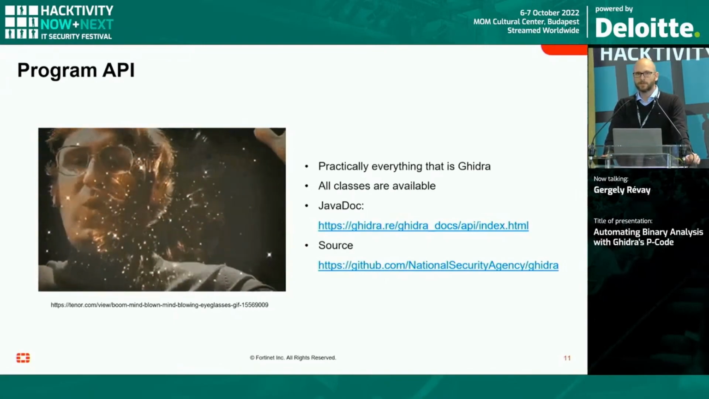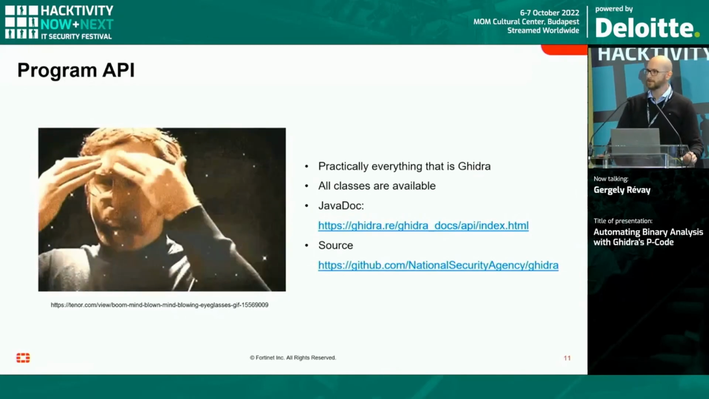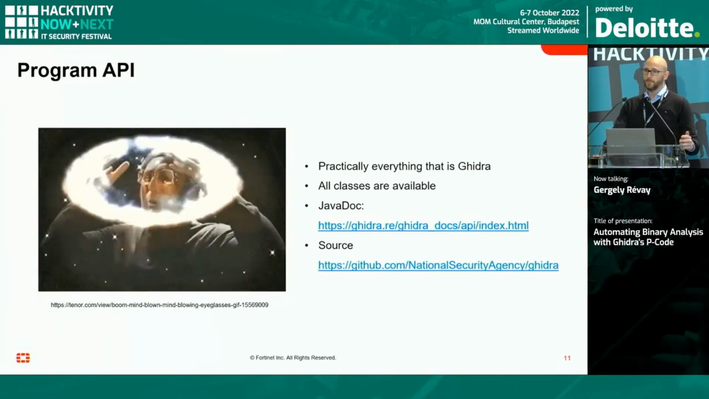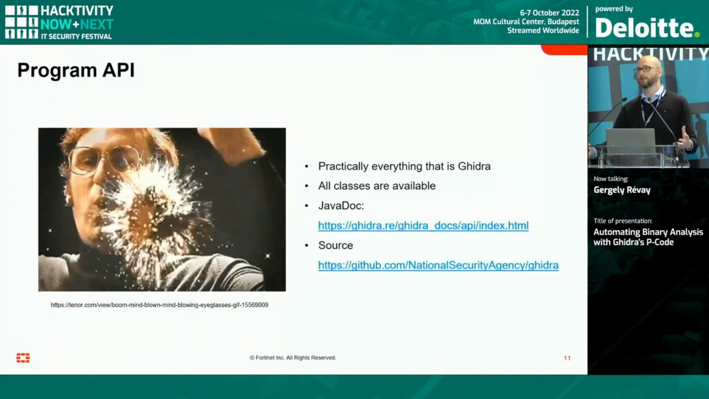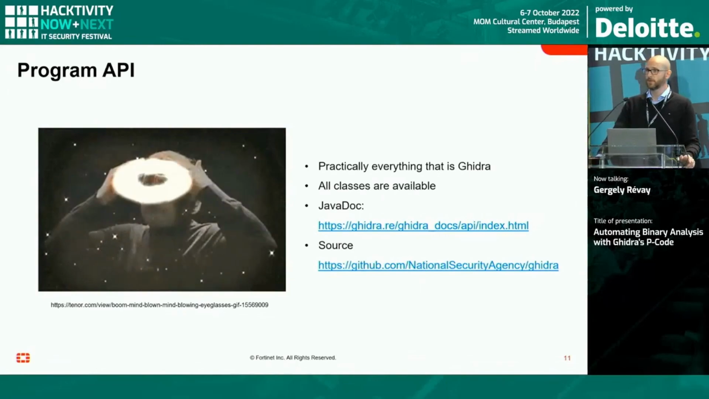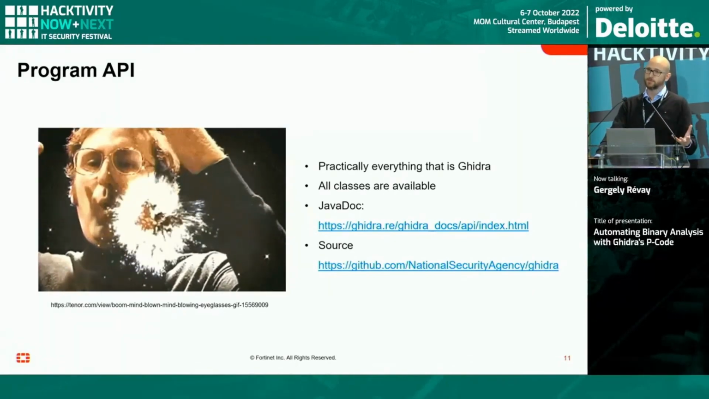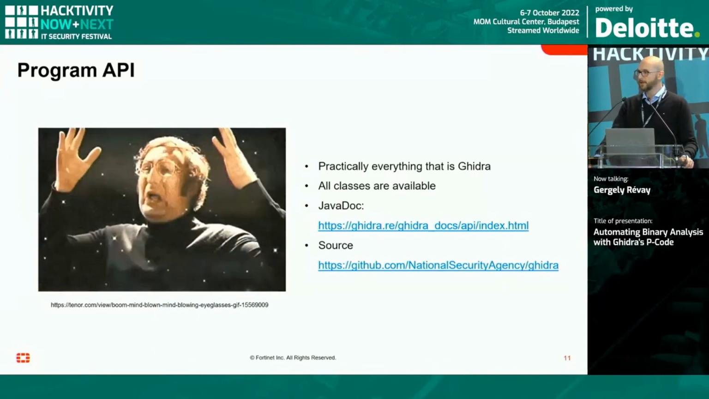So I spent a lot of time browsing the documentation, trying to figure out what classes do, et cetera. But the documentation is pretty good, and the source code is also there. So if you find a class that you think does something you want to do, you can start to look at Ghidra's own source code to figure out how that particular class is used.